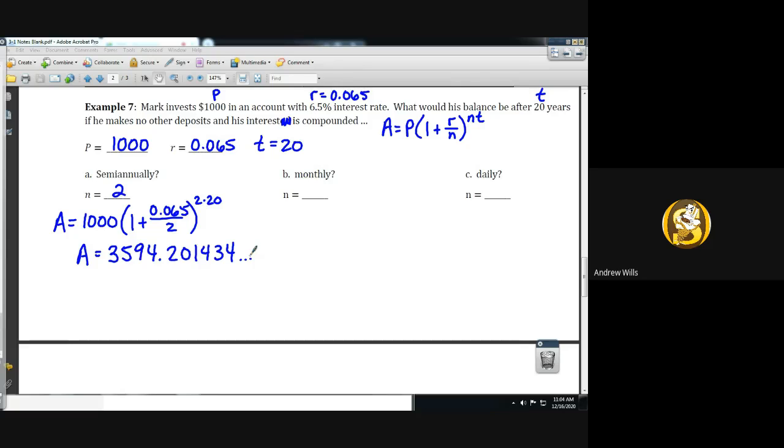Okay. Now this is dollars and cents. So what should we round that to? This is a money amount. Where should we round that off? We should round it off at the cents, which is 2 places past the decimal. That 1 tells us to round the 0 down, or keep the 0. So A would be $3,594.20.